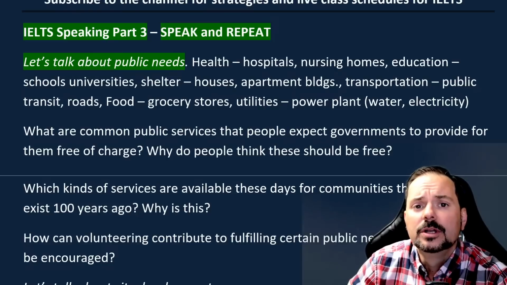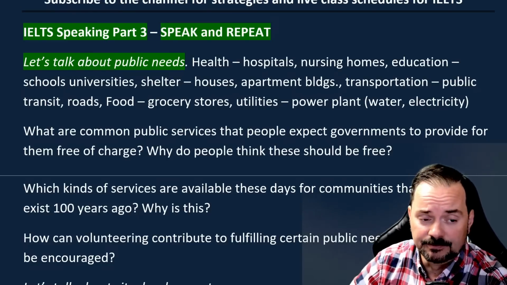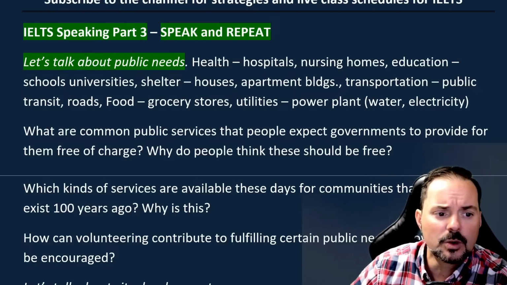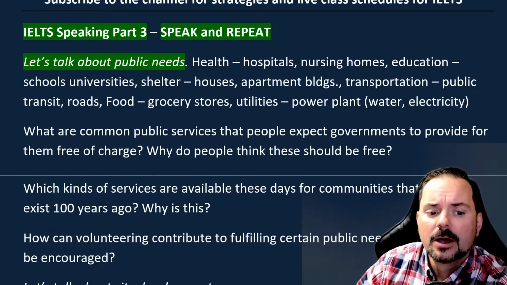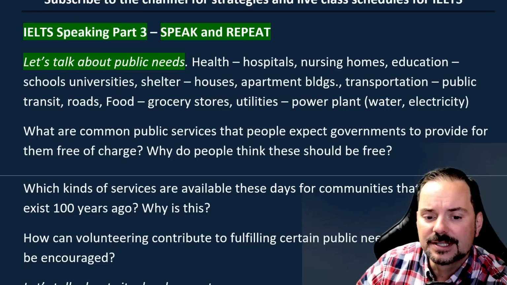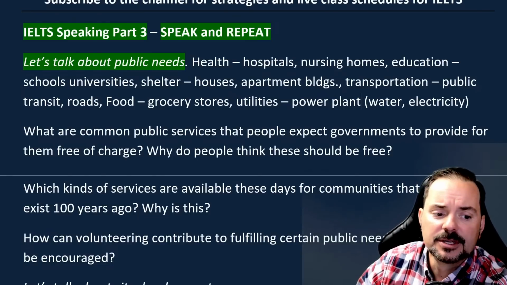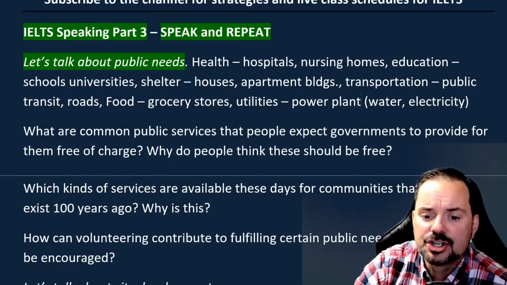So here we go. The examiner says, okay, that is the end of part 2. We will now continue with part 3. Let's talk about public needs. What are common public services that people expect governments to provide them free of charge?